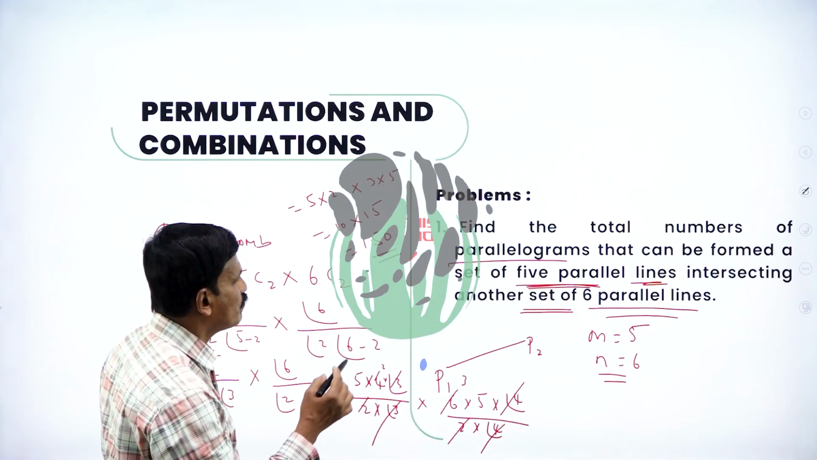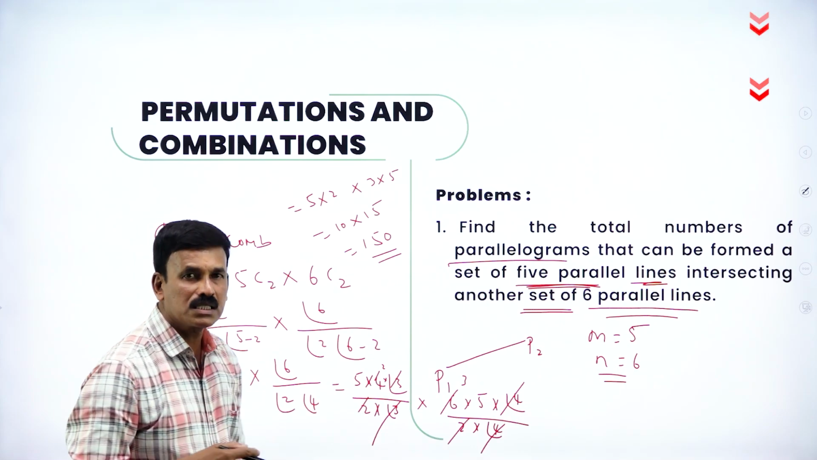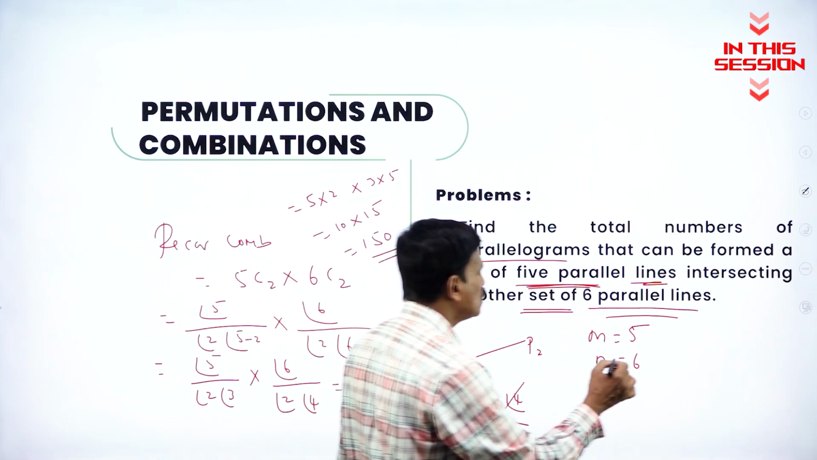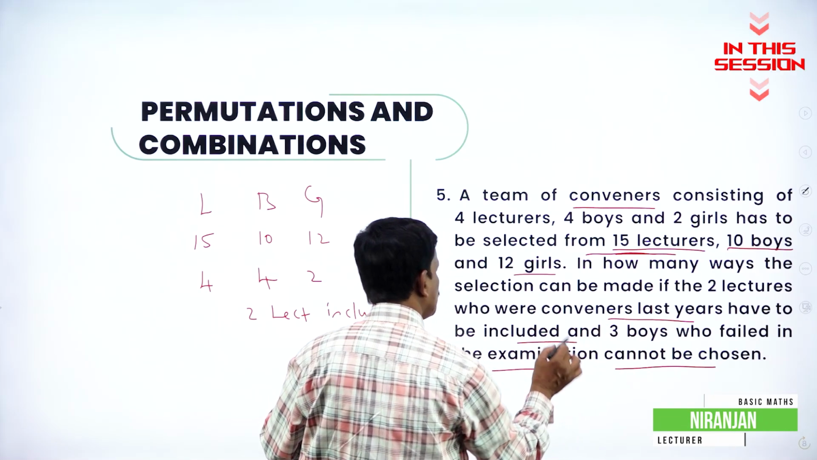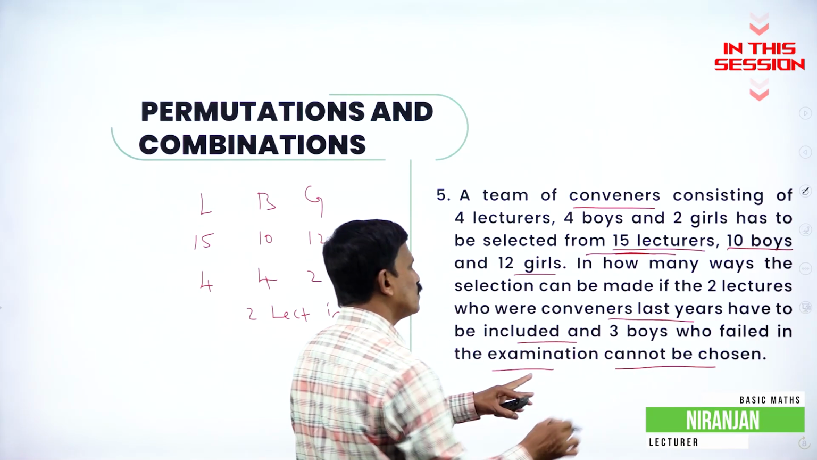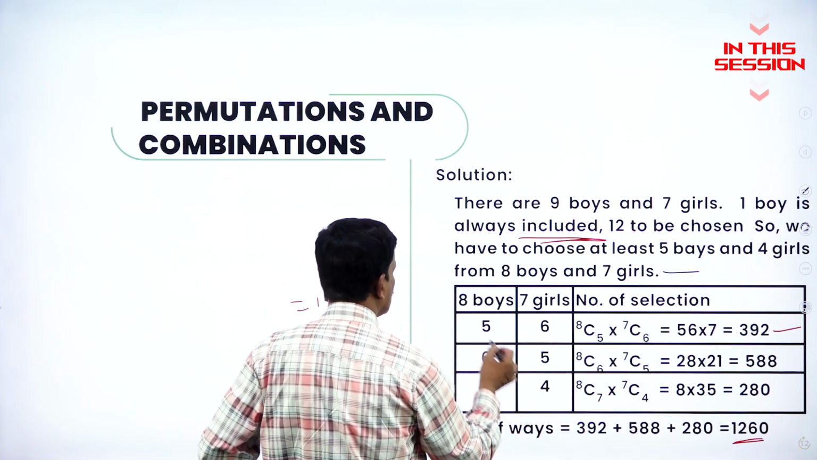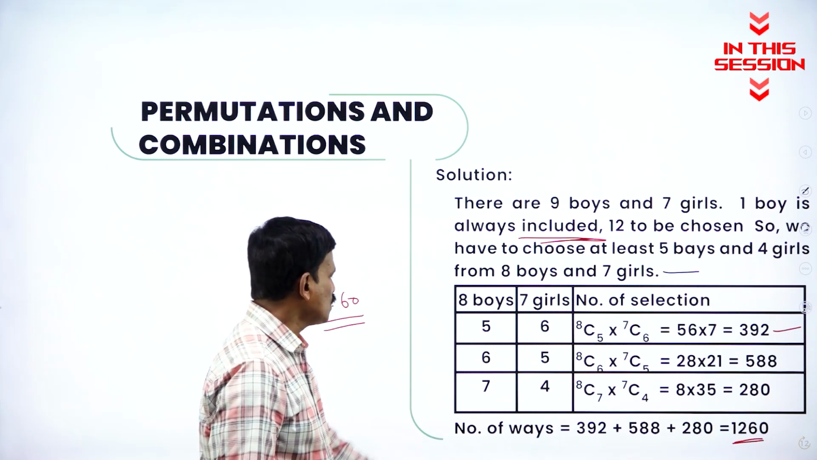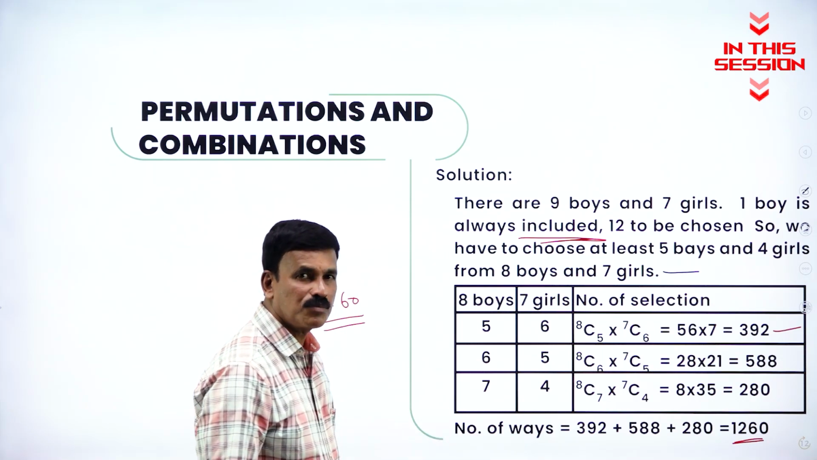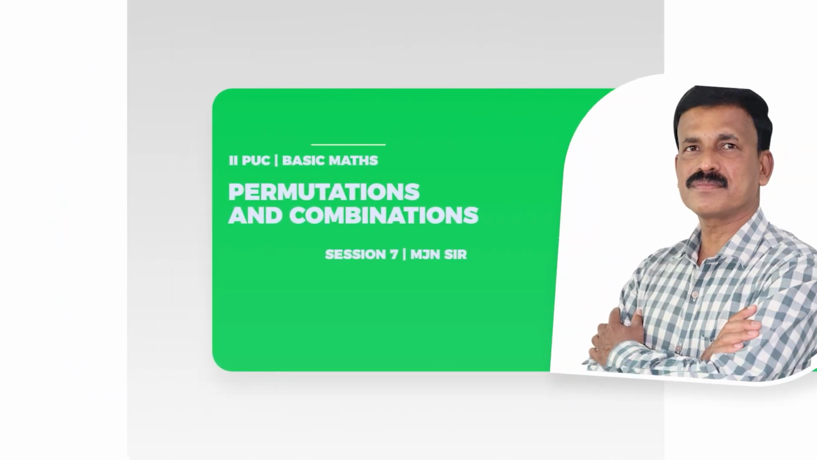Therefore, the total number of parallelograms that can be formed with a set of 5 parallel lines intersecting another set of 6 parallel lines is totally 150. 2 lecturers who were conveners last year have to be included, and 3 boys who failed in the examination cannot be included. So that means 3 boys cannot be chosen. If we select 7 boys and 4 girls, 8C7 into 7C4, that's equal to 8 into 35. Totally 392 plus 588 plus 280, that's equal to 1260 ways.